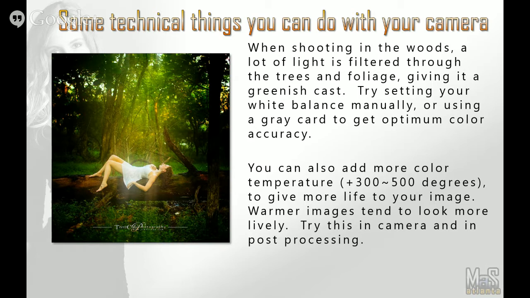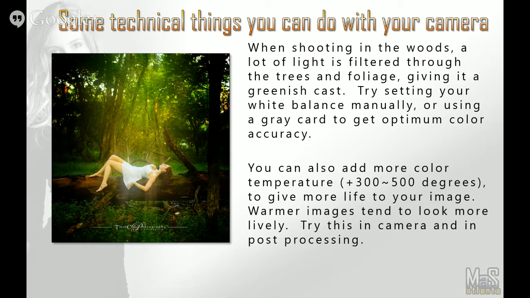Also, guys, if you add color temperature about 300 to 500 degrees, you can get more warmth to your image. Let's say you're in a studio and studio lights are 5,500 degrees. This is 2,800 degrees right here. If you put it at 3,100 or 3,200, you'll add a little bit more warmth to the image, and you'll make the person look more alive.